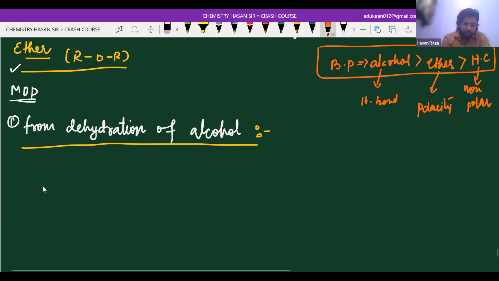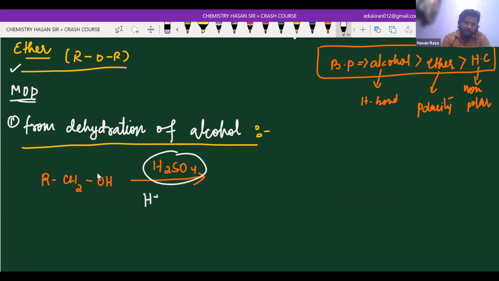If you have an alcohol and you are going to react this with H2SO4, since H2SO4 is a dehydrating reagent, that's why I'm using this. See what will happen. H2SO4 will generate H plus, and this oxygen has a lone pair which will attack H plus, or H plus will attack that, and this is what you will get, OH2 positive.